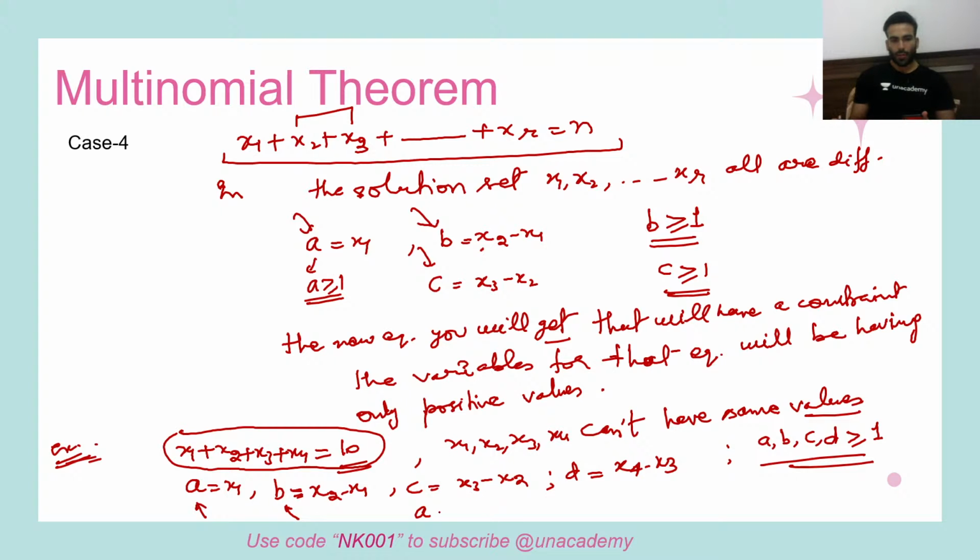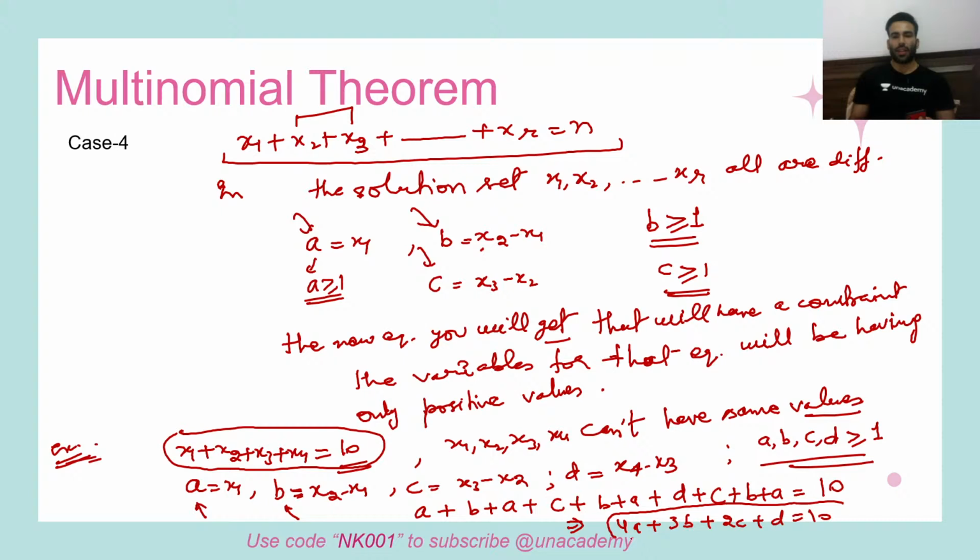So x1 is A. x2 will be B plus A. x3 will be C plus x2, and x2 is B plus A. x4 is D plus x3, and x3 is C plus B plus A. This is equal to 10. Let's solve it. So we have 4 A's, 3 B's, 2 C's and D is equal to 10. This is the new equation you will get.